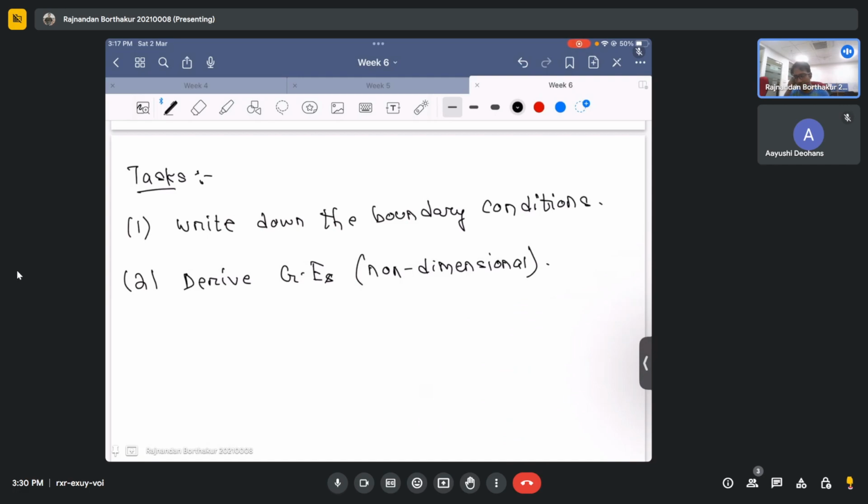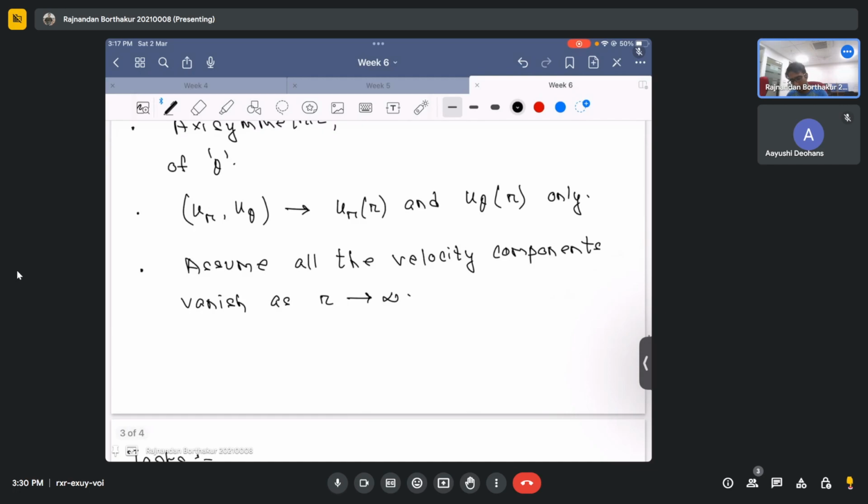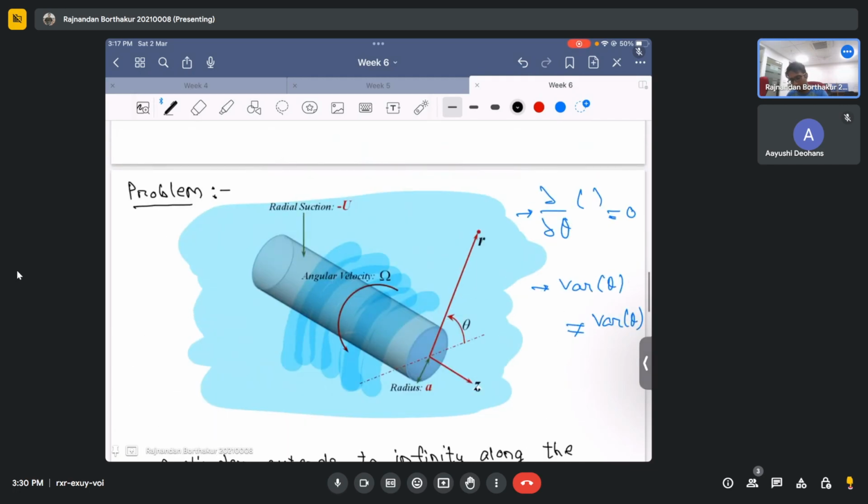Which means I need to define certain characteristic scales. So can you tell me, based on this physical picture, how many velocity scales do we have for this problem? Two, yeah, exactly. We have two velocity scales. That is simply because we have a radial suction that is defined on the surface, and we also have the angular velocity of the cylinder. Either we can define one velocity scale, or we can define the theta direction velocity using the scale in the theta direction, and the r direction velocity using the scale in the r direction.